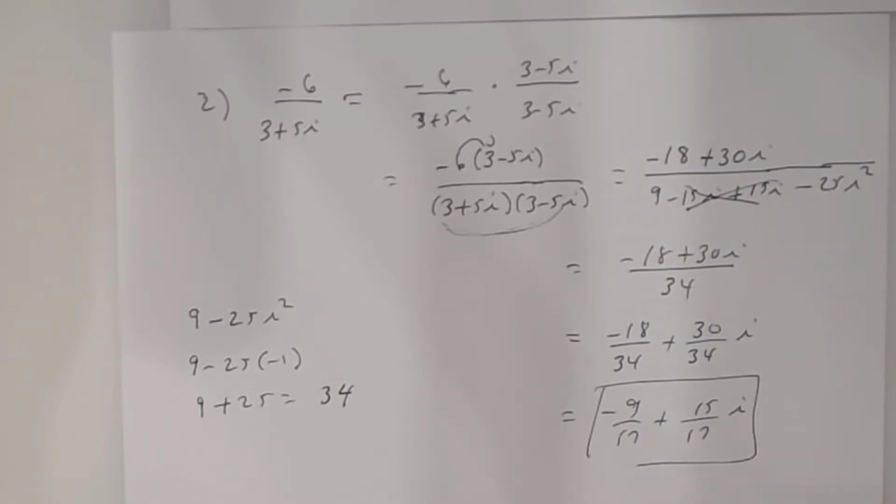It says write in standard form. Standard form means a plus bi. Okay? So always follow the direction. If the direction didn't say anything about writing standard form, then you could have said negative 9 plus 15i divided by 17. But if it says write in standard form, you've got to write it as a plus bi.